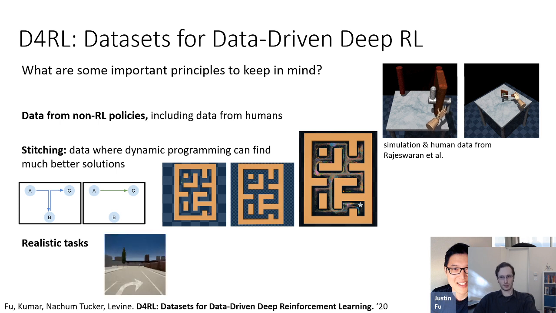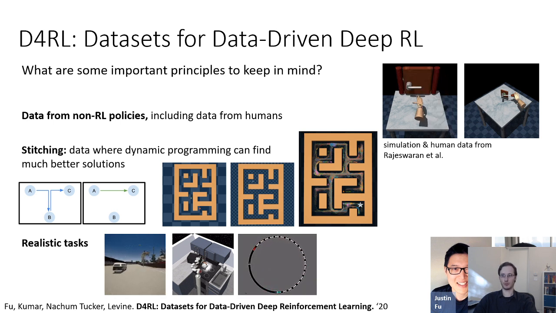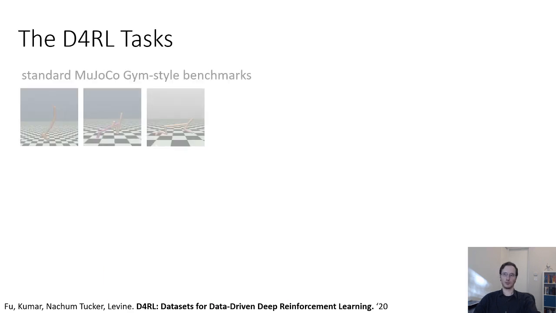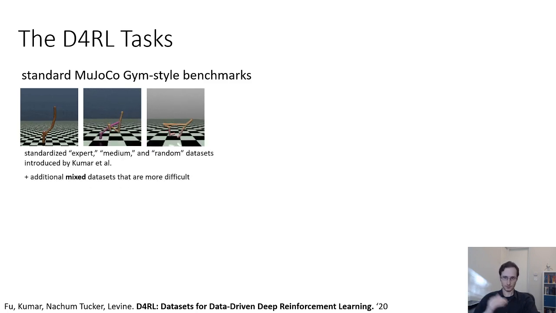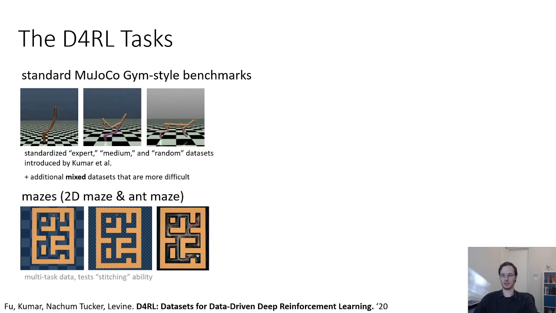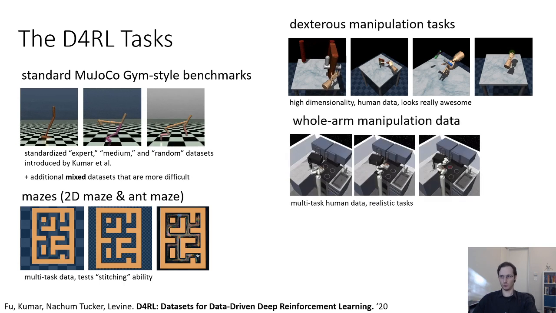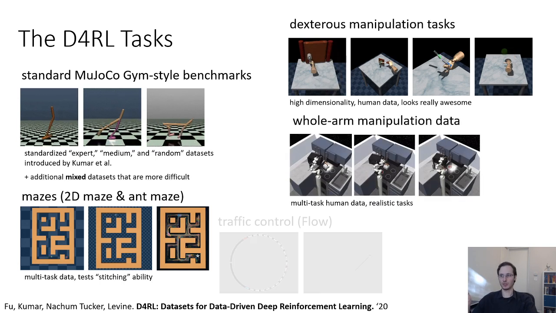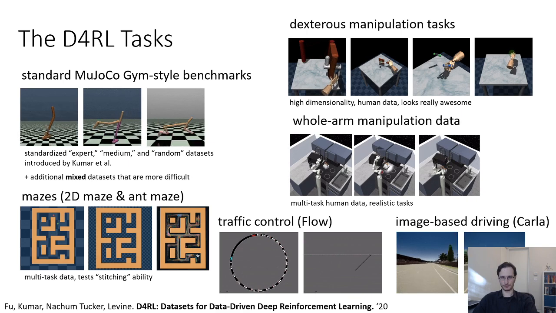And you also have to have realistic tasks. We included first-person driving data from images using the Carla simulator, data manipulating objects in a kitchen from a paper by Abhishek Gupta called Relay Policy Learning, and traffic control data from Professor Alex Bayen's lab that simulates the effect of autonomous cars on traffic. So the set of D4RL tasks includes the standard MuJoCo gym tasks with some difficult data sets, these stitching tasks in the mazes, dexterous manipulation tasks with data from real humans, robot manipulation tasks in this kitchen environment, again using human data, traffic control data from the Flow simulator, and image-based driving in Carla.